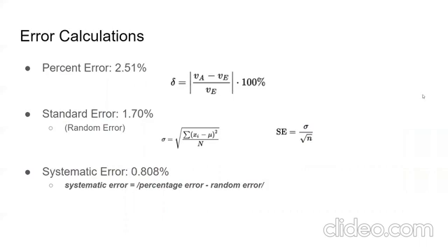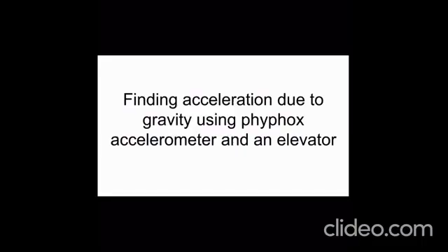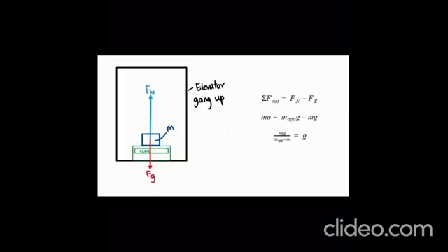In this experiment, we would be finding the acceleration due to gravity using the Phyphox accelerometer sensor and an elevator. As learned in basic conservation of forces, as the elevator is going upwards, there is an acceleration upwards, causing the net force to be equal to the normal force minus the force of gravity, which then gives the acceleration due to gravity as the mass times acceleration over the apparent mass minus the initial mass.